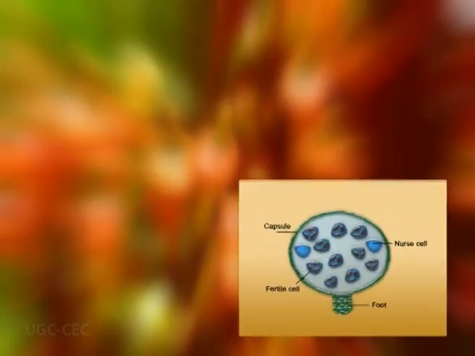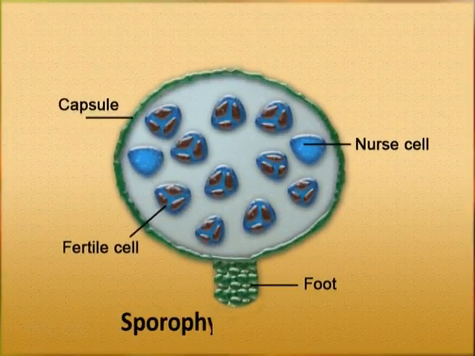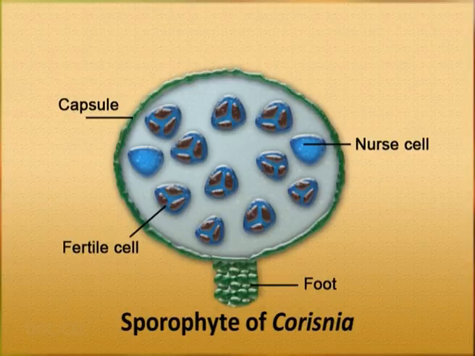The occurrence of foot is first seen in Corsinia, where the basal part of the sporophyte is sterilized to form the foot. The sporophyte thus consists of a small foot and a capsule. The capsule contains a single layered wall which encloses the sporogenous cells which produce the spores. There is also sterilization inside the capsule, with many potential sporogenous cells forming nurse cells.